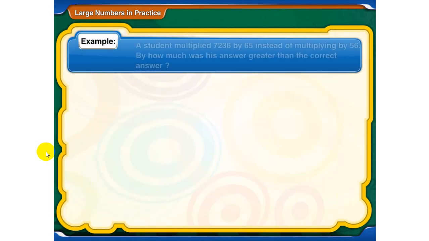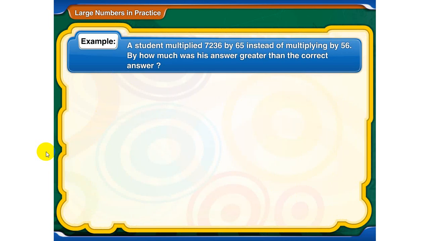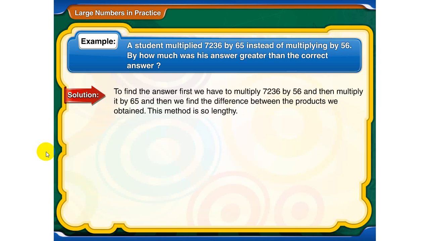Example: a student multiplied 7,236 by 65 instead of multiplying it by 56. By how much was his answer greater than the correct answer? Solution: to find the answer, first we have to multiply 7,236 by 56 and then multiply it by 65, and then we find the difference between the products we obtained. This method is so lengthy.